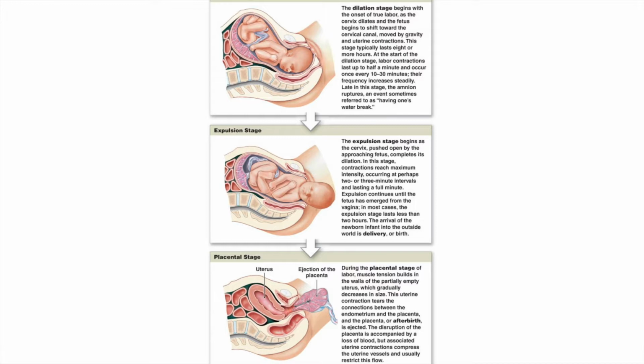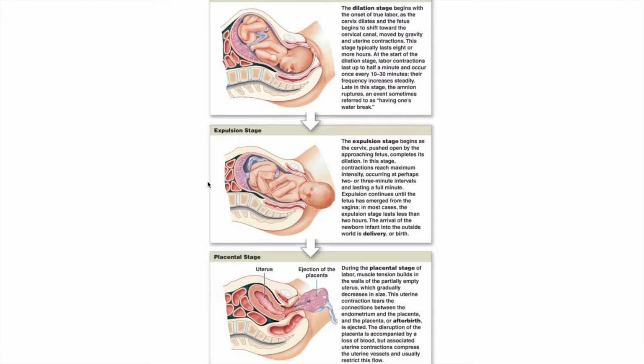So let's look at the stages of labor. First we have the dilation stage. The dilation stage begins with the onset of true labor as the cervix dilates and the fetus moves into the cervical canal. Contractions usually last half a minute and can occur once every 10 to 30 minutes.